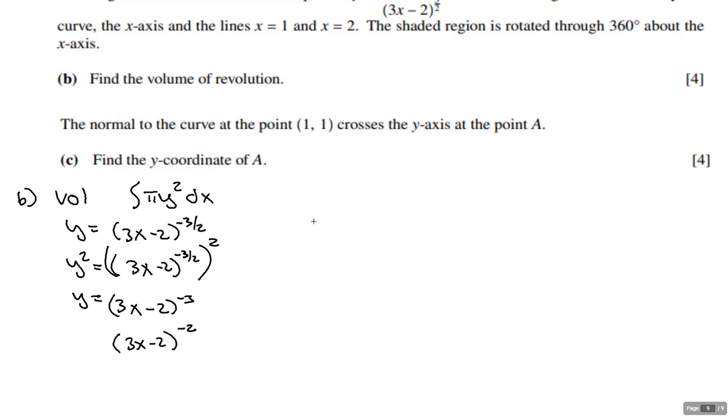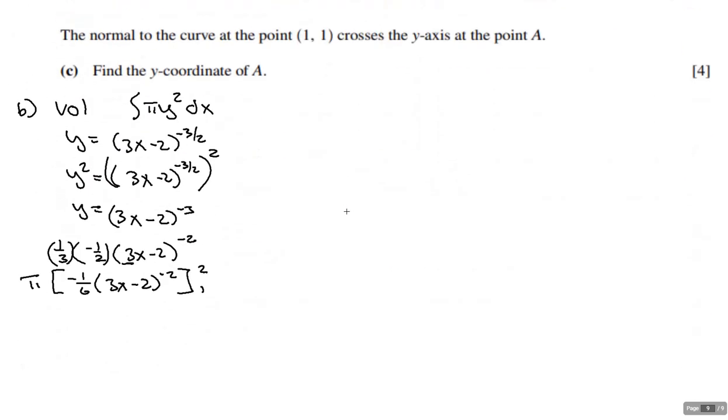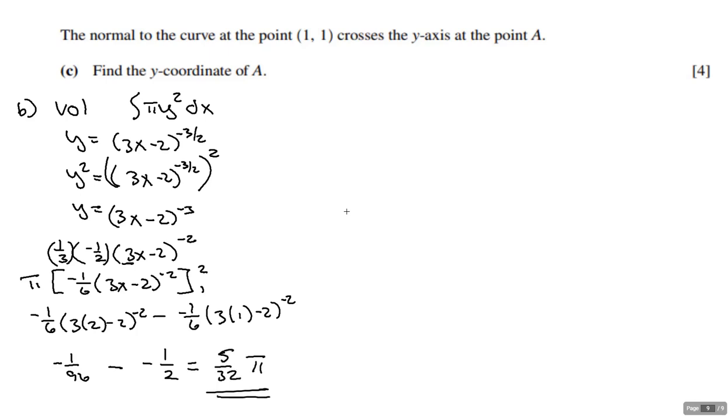So I write it, I raise the power, and then multiply by its reciprocal, and then multiply by the derivative of the inside, again, the reciprocal. And now I'm going to put in my numbers 2 and 1, and don't forget the pi. So all I got to do is find the two numbers, one with a 2 after I insert it, and then a 1. I get -1/96, and then when I put in the other 1, I'm going to get -1/2. And so then when I subtract them, I get 5/32, and then when I put a pi on there, that's the answer. And that is it for part B.